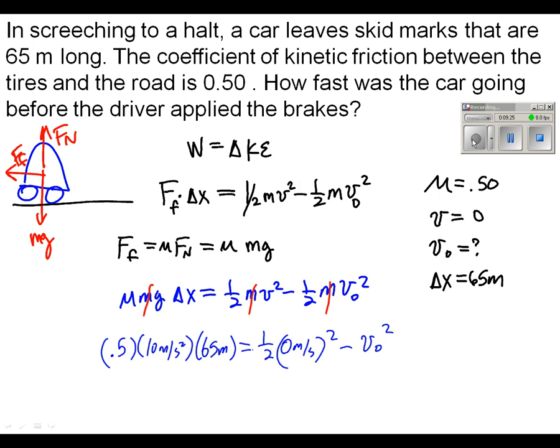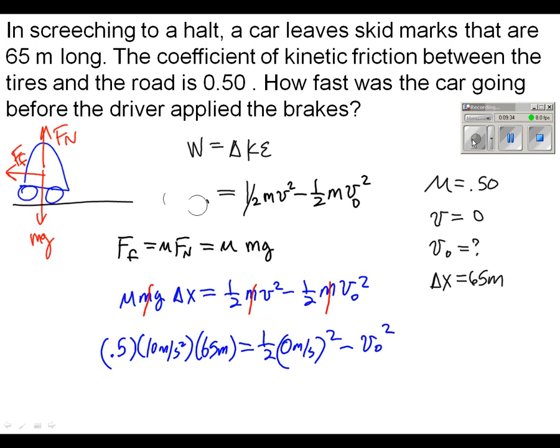Okay, and this force of friction, actually, I should have this equation up on top should be a little bit different. It should be force times cosine theta times our delta x. And when we plug in our cosine theta, we'll have 180 degrees, and that's what's going to make this negative, because our force and our displacement are in opposite directions.